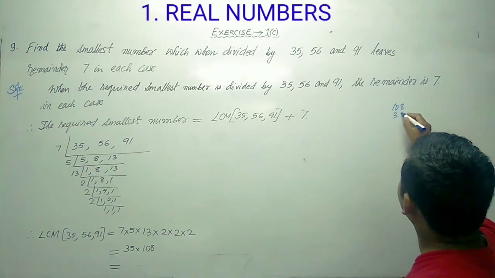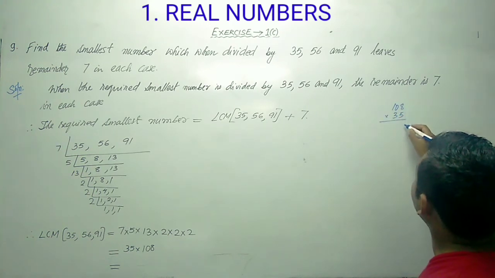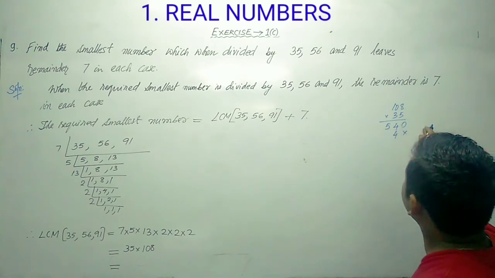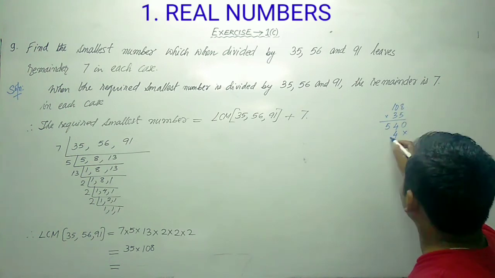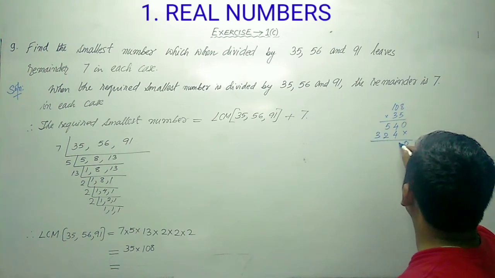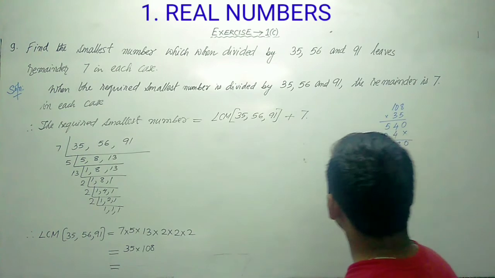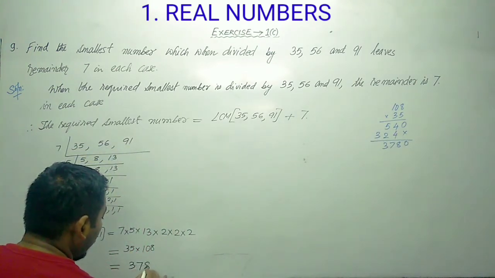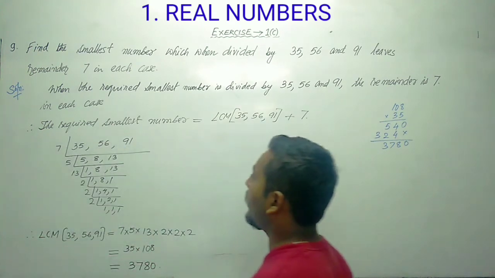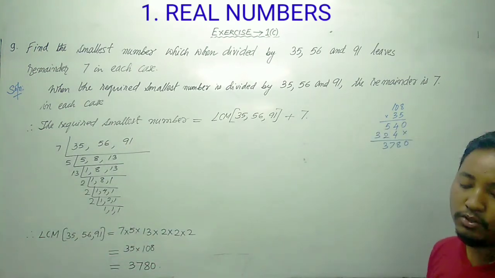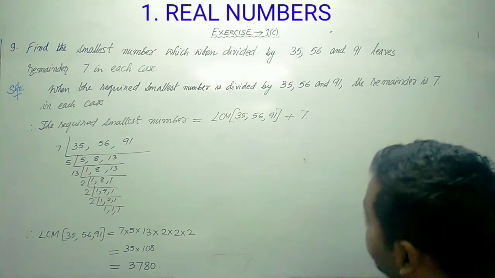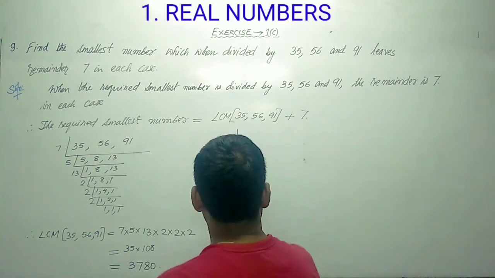108 into 35. 5 8s are 40, carry 4. 5 times 0 plus 4 is 4. 5 1s are 5. 3 8s are 24, carry 2. 3 times 0, 0 plus 2 is 2. 3 1s are 3. So the LCM is 3780. So here we have got just the LCM and our answer is not yet done. So let us find the last answer. I'll just write it down here.